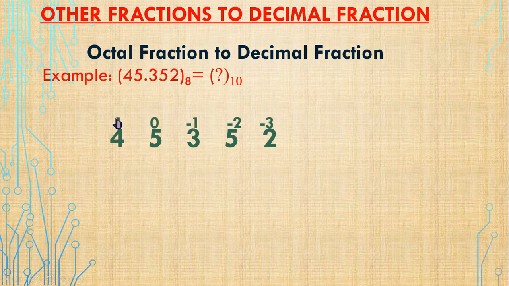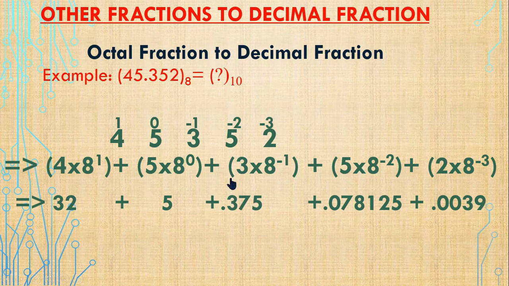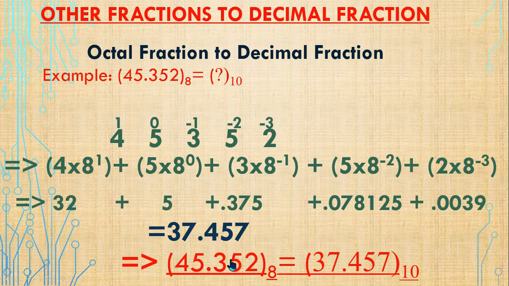Therefore we begin with the negative power of 3, and we increase right up to when all the numbers are exhausted. As you can see here, we are doing this because it is a fraction, and if we multiply as we earlier did, you have 4 times 8 raised to the power 1 plus 5 times 8 raised to the power 0 plus all of that. And what will be our answer if we do all the mathematics? We will get 37.457. Therefore 45.352 in base 8 will give us 37.457 in base 10.